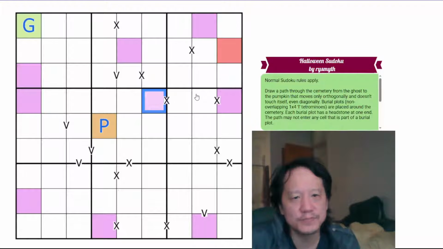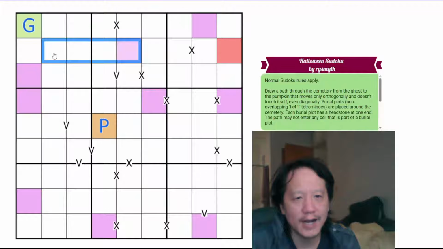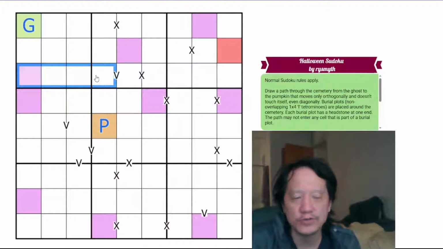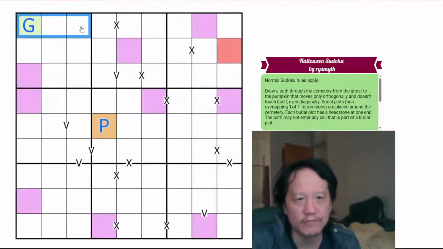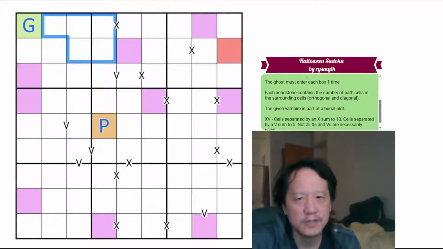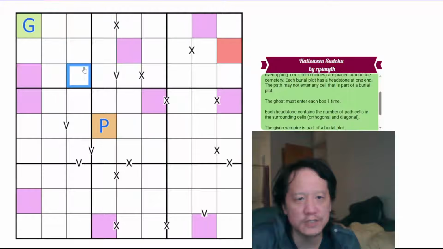Burial plots, that is, non-overlapping 1x4 I tetrominoes, are placed around the cemetery, and each burial plot has a headstone at one end. Yeah, there's no way that you can be entering box 1 without touching itself.